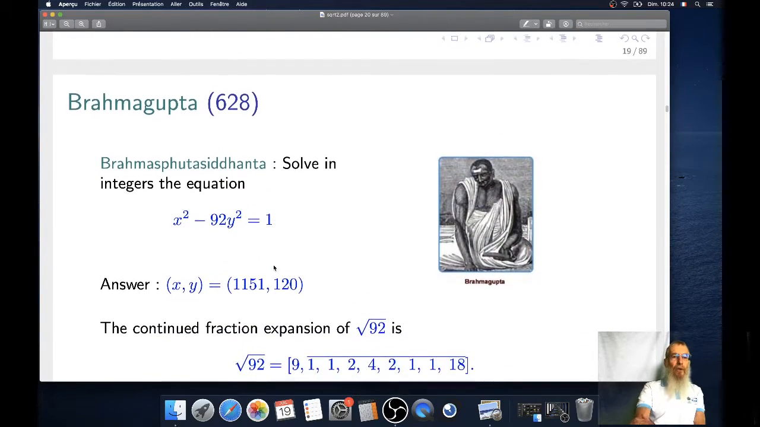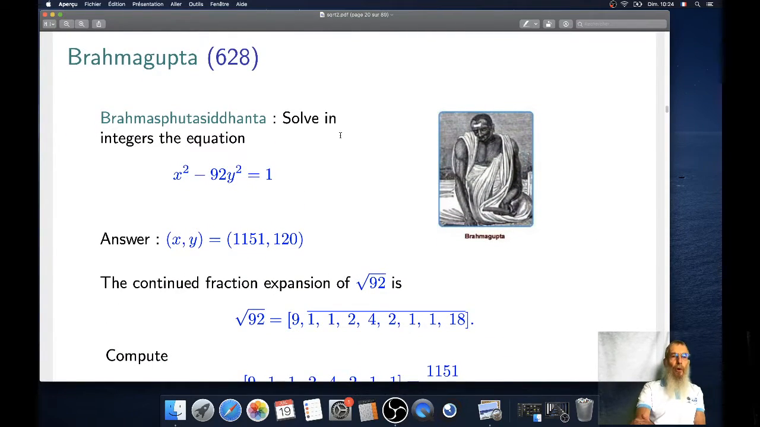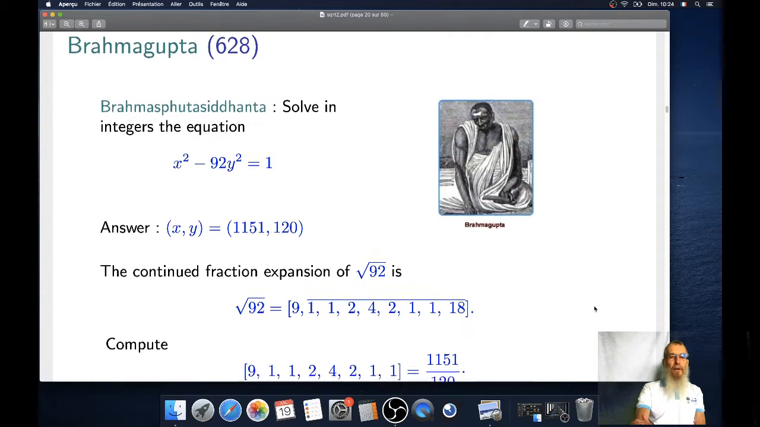did. Ramanujan certainly was aware of the work of Brahmagupta in 628, who solved in integers the equation x squared minus 92 y squared equal 1, and he found the smallest solution. The smallest value for x is 1151, and y is 120. And for that, Brahmagupta used something which was very close to the continued fraction expansion.